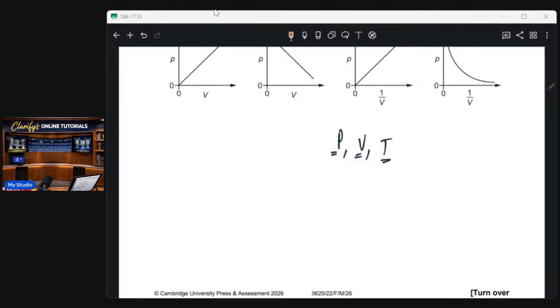we take two at a time. We don't look at all three together. So we take two, then we look at two more, and so on, okay? So if we want to take the relationship between pressure and volume, make sure you don't change temperature. You just change pressure and you see what happens to the volume, or you change the volume and you see what happens to the pressure.